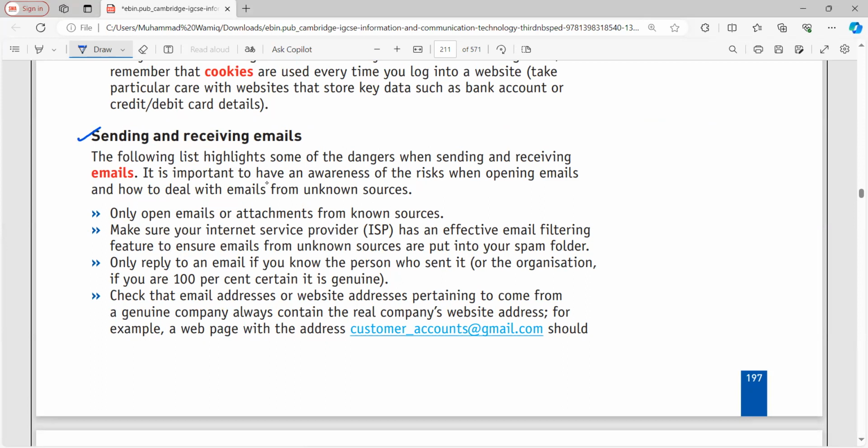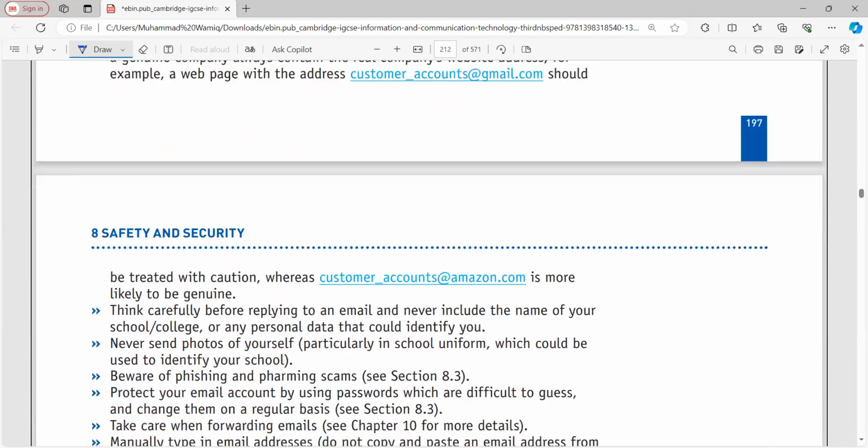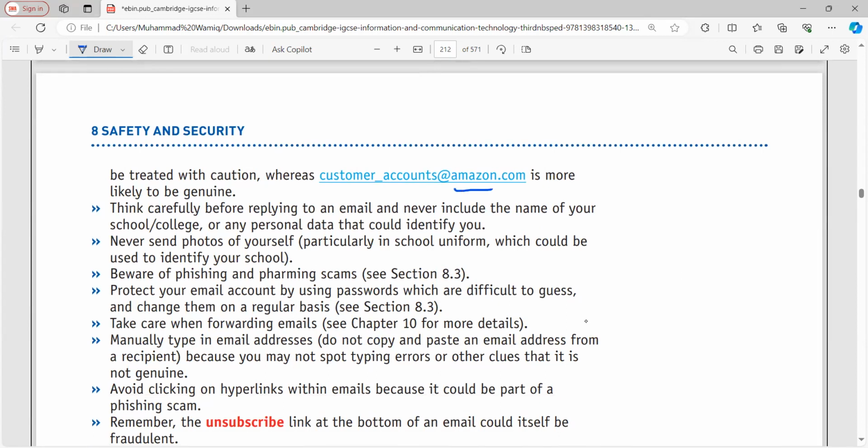Even when using your emails, it is important that you should only open emails from a trusted, known, authorized source. You should make sure that your internet service provider, ISP, has effective email filtering so that you do not open emails from unknown sources or from your spam folders. You should only reply to an email you know. You should not reply to them uselessly. You should also be checking the email addresses as well. A company email address is going to look like this, at the rate at their company name. It shouldn't be from a person. You should also think carefully before replying to an email and never include your name or personal information. You should never send your picture to someone else in an email.